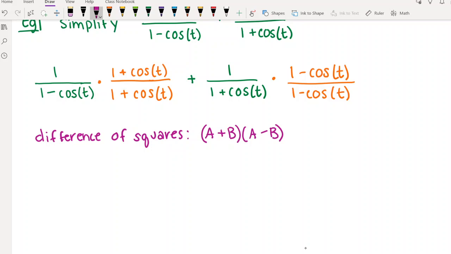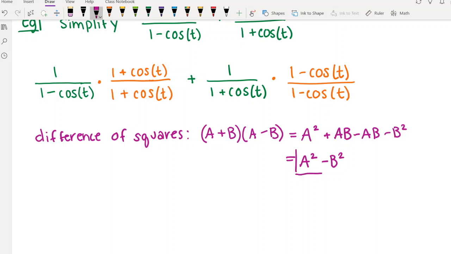Here I'm using a and b to represent really any kind of algebraic expression. So if you're multiplying two things together where the only difference is that one of them is plus and one of them is minus, when you multiply them together, the middle terms are going to cancel out. So if you were to multiply these together, you'd get a squared plus ab minus ab minus b squared. And so you're left with a squared minus b squared.